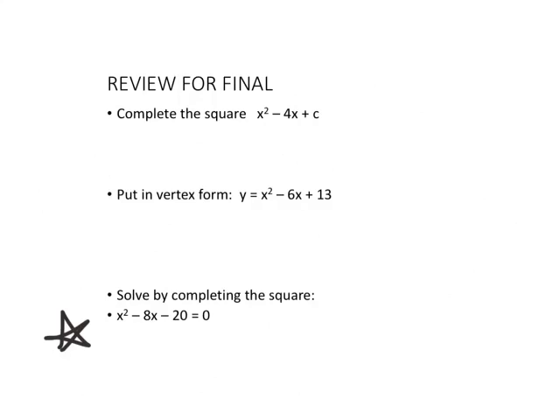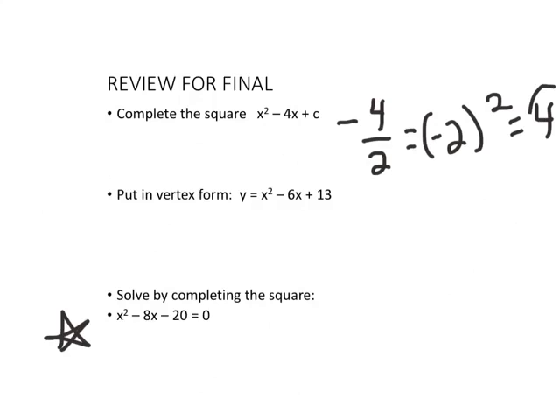So to find that number on the end, you take the middle number, you divide it by 2, and you square it. Divide by 2 and square it. That's how you complete the square. You divide by 2 and you square it. And what number completes the square? 4. To complete the square, remember you take the middle term, you divide it by 2, and you square it.